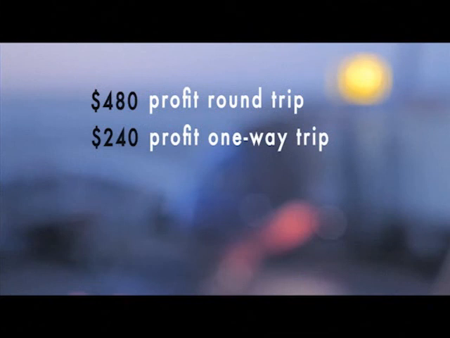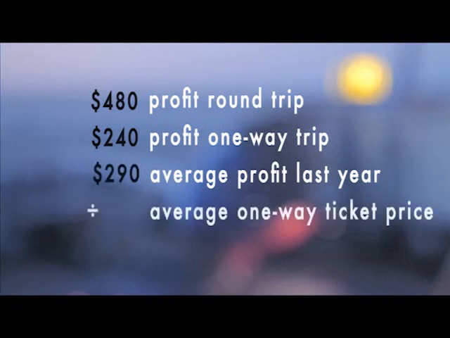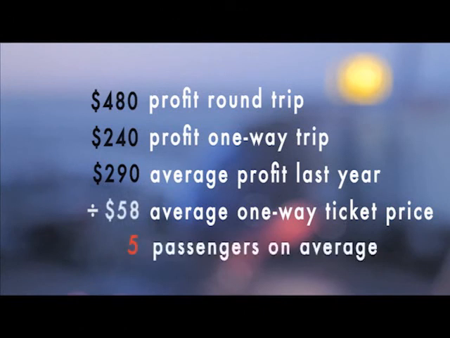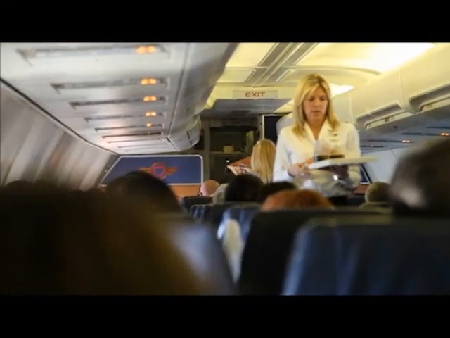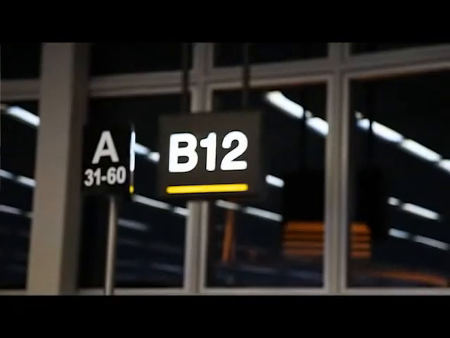Well, yes. In fact, the average profit for a one-way flight on Southwest last year was just slightly higher at $290. And if you divide that by their average one-way ticket price of $58, you can see that just 5 passengers per flight kept the most successful airline in the USA in the black. Why are airline margins so razor thin? Mostly because ticket prices, adjusted for inflation, are half of what they were 25 years ago, while fuel costs have skyrocketed. And that explains why most airlines now charge for checked baggage.